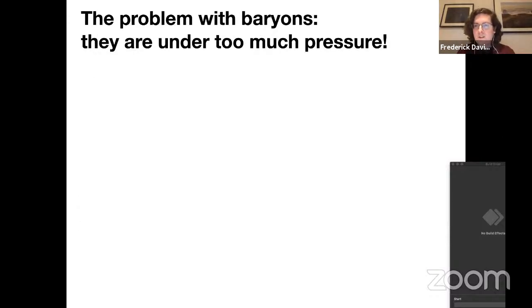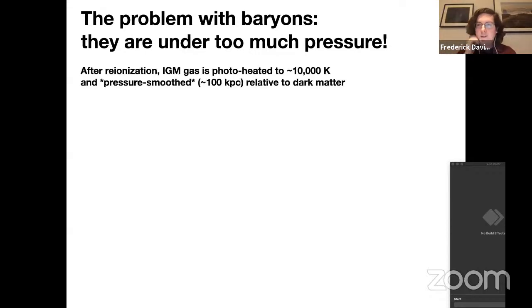But the problem with using the Lyman alpha forest to understand the intergalactic small scale structure is that it's all pressure smoothed. After reionization, the IGM is generically around 10,000 Kelvin. This means that at the mean density of the universe, the gas is spread out by about 100 kiloparsecs relative to the very clumpy dark matter distribution. The Jeans length of the gas scales as the square root of the temperature. So if the gas were colder, there would be less smoothing, and the relevant scales would be smaller.